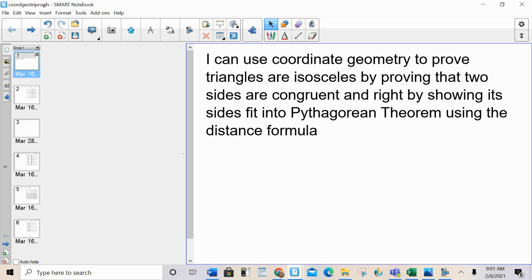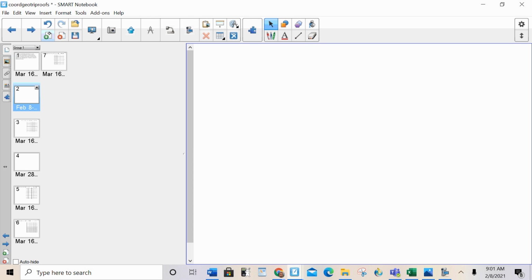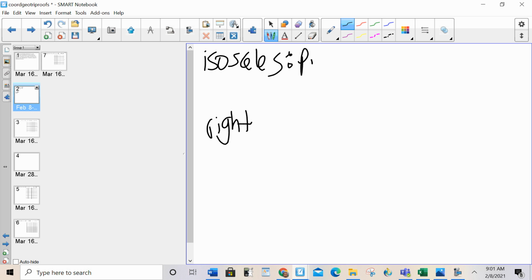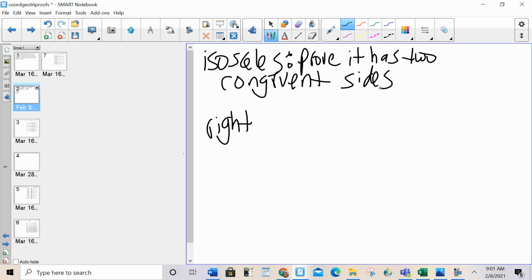Before we get started, we're going to compile this big how do you prove list, but for today we're just going to do 2. We're going to do isosceles, and we're going to do right. So to prove a triangle is isosceles, we're going to prove it has 2 congruent sides. And in order to do that, we're going to calculate 2 distances.